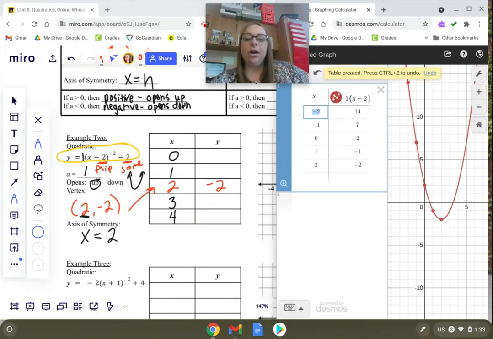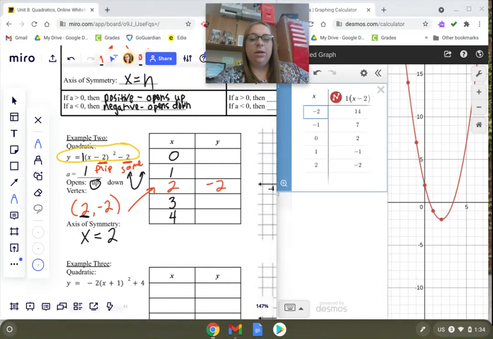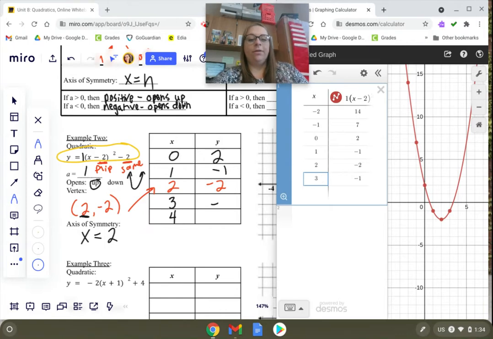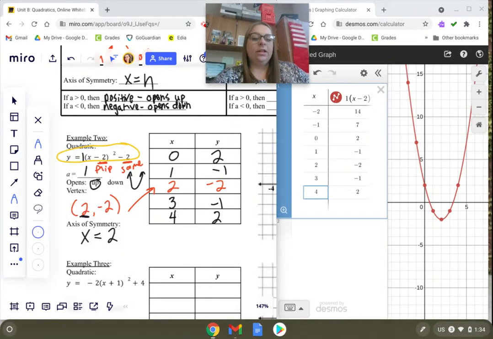If x is 0, I can see that my y value is 2. If x is 1, it's negative 1. I've got the (2, negative 2). 3 and 4 aren't on there, but I can type them in. So 3 would be negative 1, and 4 would be 2. One thing I want you to notice is that the first and last y values will be the same, and the second and fourth will be the same. That's just making sure we're doing these right.